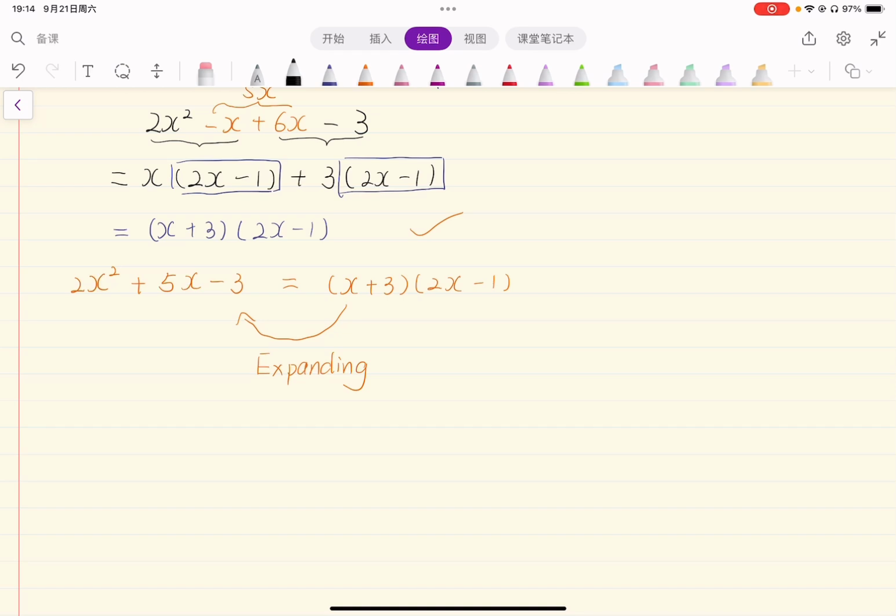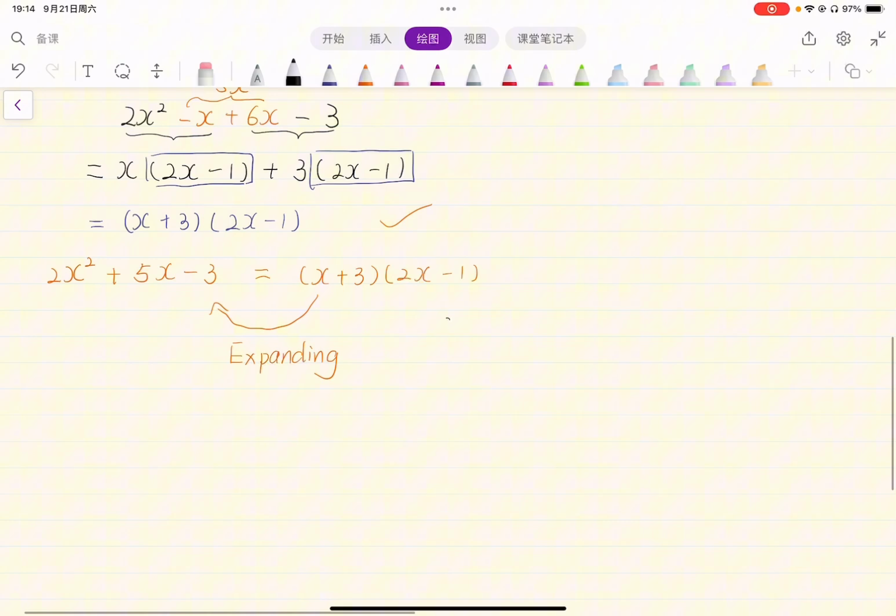So we have to check. So the first one, 2x plus 3, 2x minus 1. We double check it.